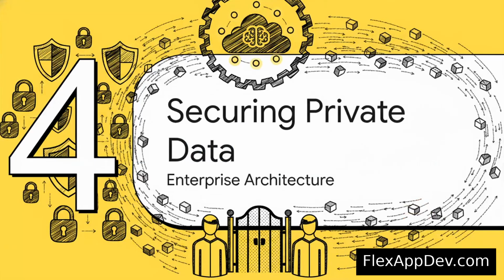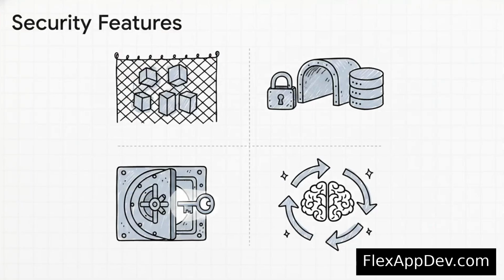All right, Section 4, Securing Private Data, the Enterprise-Grade Architecture. For enterprises, this next part is absolutely crucial. How do you protect your data perimeter? First off, self-hosted sandboxes. If you don't want your code executing on Anthropic servers, no problem. You can bring your own containers using Cloudflare, Modal, or Vercel, which keeps everything locked down completely inside your own virtual private cloud.